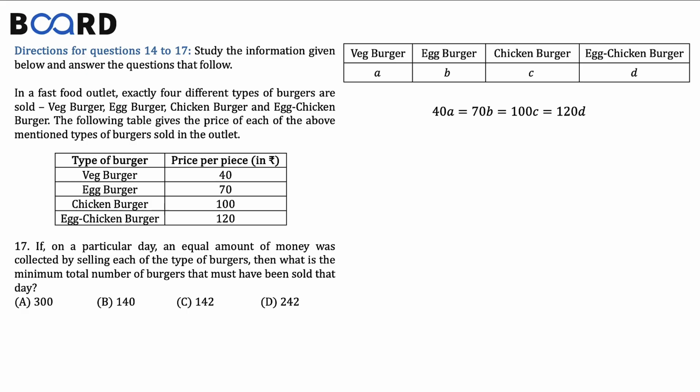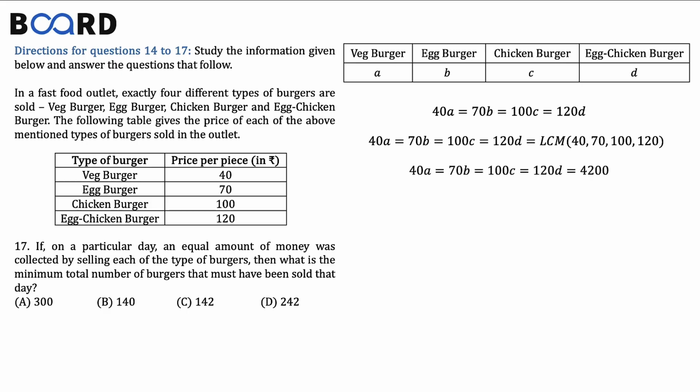They must be equal. That's basic ratio, proportion, and variation, remember? Right, so how do we solve these questions? We equalize them to the LCM of 40, 70, 100, and 120. Simple. Right, it actually has to be the LCM into K. That will be the more general process. But here we are dealing with the minimum total number of burgers, right? So we'll directly consider the LCM to be the total value, the total sales by selling all these four types of burgers. How much is the LCM of 40, 70, 100, and 120? The LCM is 4200, right?